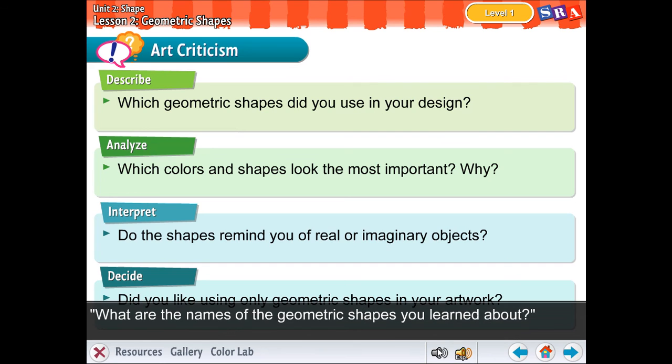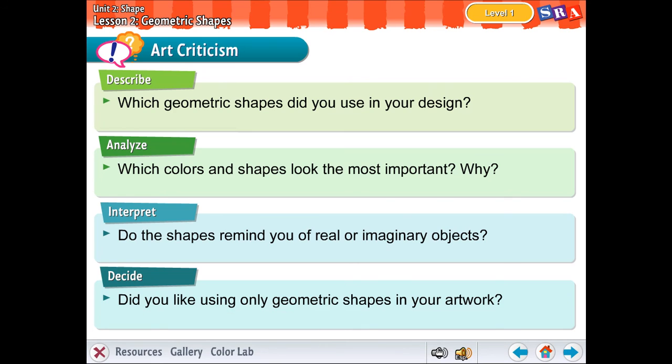Okay. So what are the names of the geometric shapes you learned about? And remember, if you do create some artwork, you should be able to answer what you did, what shapes you used, and what colors and shapes. If someone were to ask you how you made your artwork, you should be able to describe to them what it is that you made, what colors and shapes, and what you were doing. Do you like only using geometric shapes in your artwork, or do you like creating it with organic and freeform shapes? That is up to you.